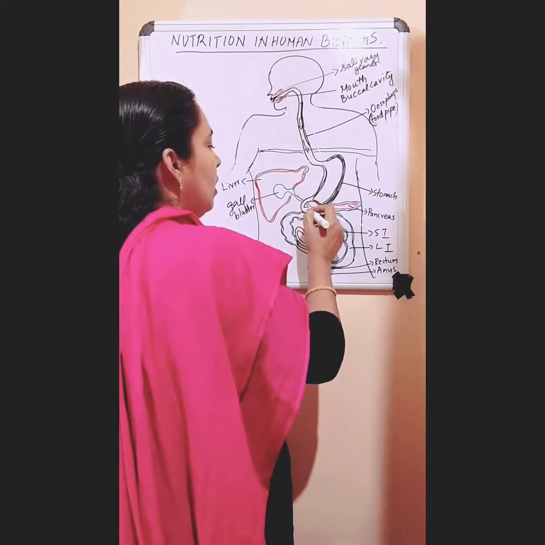Okay. So after this, the food from this duodenum moves into the next part of the intestine, and the walls of the intestine also will secrete some juices called intestinal juices.